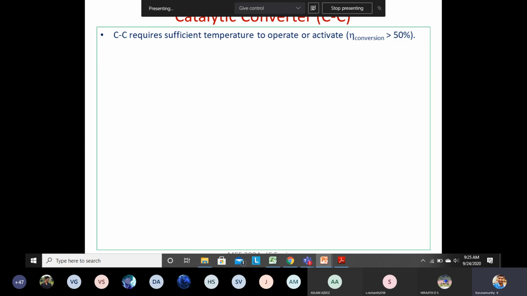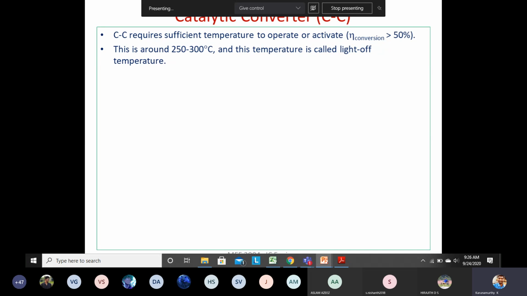If the temperature is too low, then the conversion efficiency of the harmful emissions into unharmful emissions is not going to be high. This conversion efficiency will be less if the temperature of the catalytic converter is less. So the minimum temperature that is required to carry out this reaction, or to activate the catalytic converter, is something around 250 to 300 degrees C.